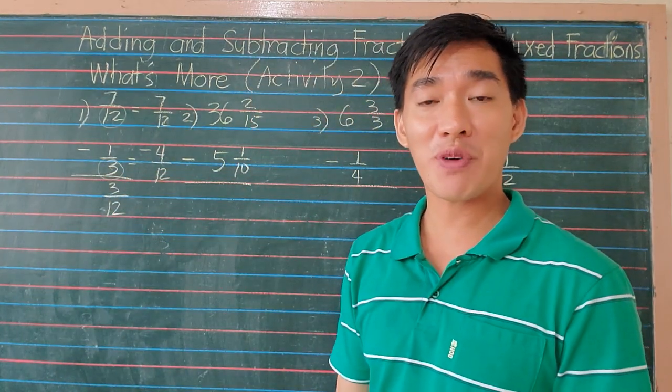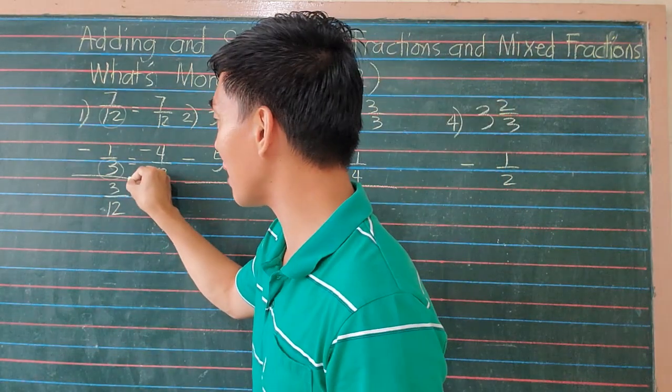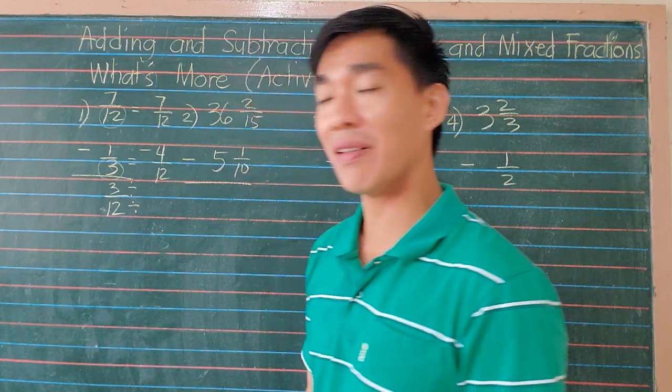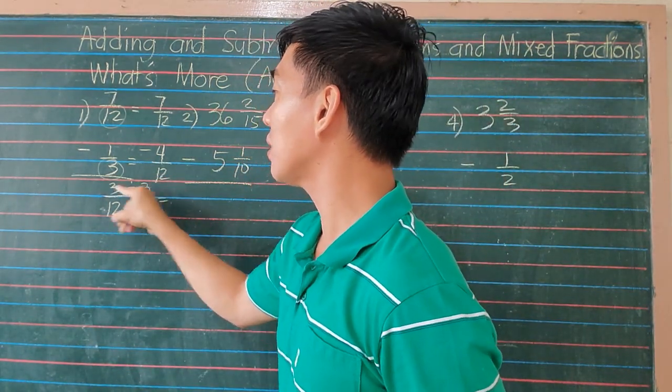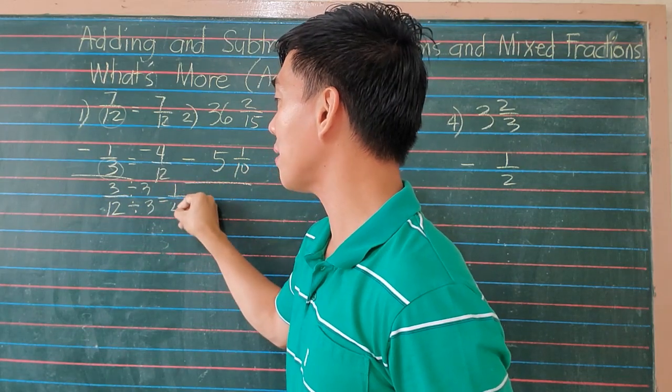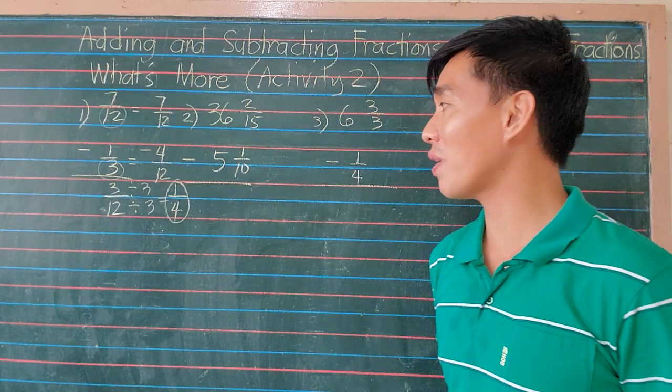Now check if your fraction is already in the simplest form. Of course, not yet, because both 3 and 12, pwede po silang ma-divide by 3. Their GCF is 3. So that will give us 1/4. So our final answer is 1/4.